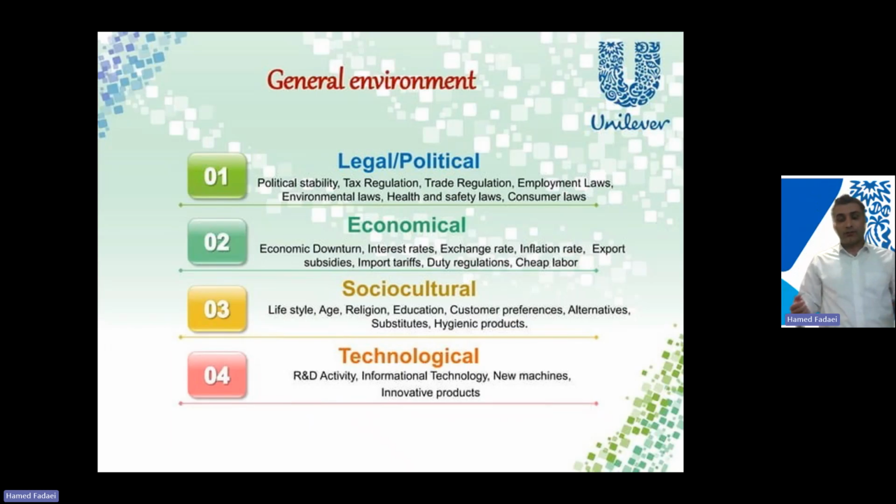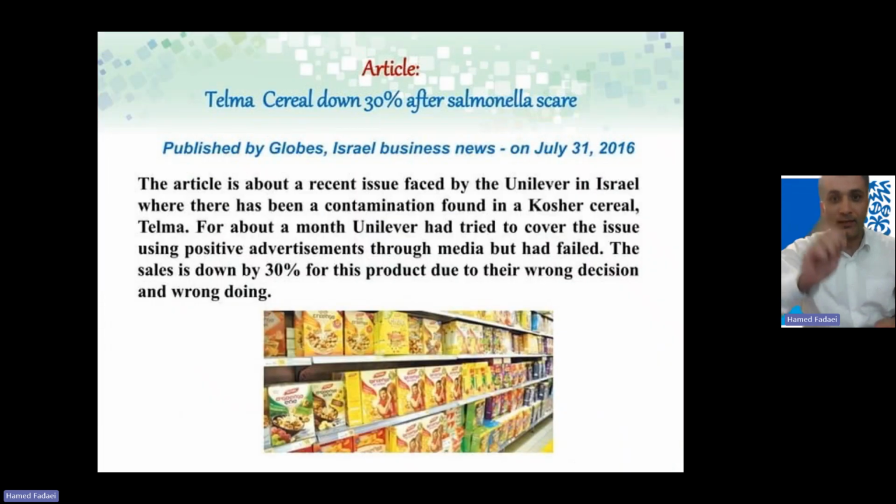And the general environment splits into 4 parts: legal, political, economical, and social-cultural and technological. They spend lots of money on the technological part. They hire lots of IT staff, and they also use lots of modern facilities to improve their benefits.